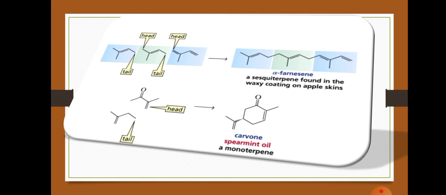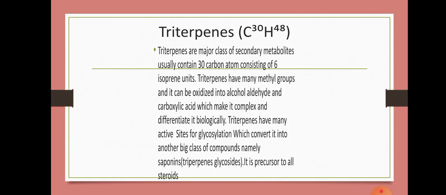Here, a sesquiterpene found in the waxy coating on apple skin is shown. The three isoprene units, tail to head, are joined and a complete structure of the sesquiterpene is obtained. In the same way, another structure by head-to-tail combination is shown over here.